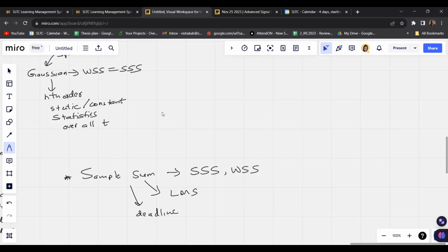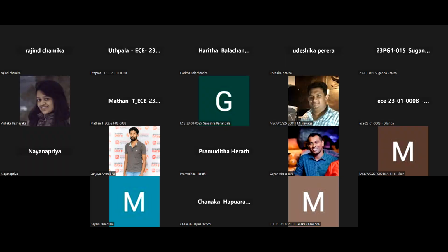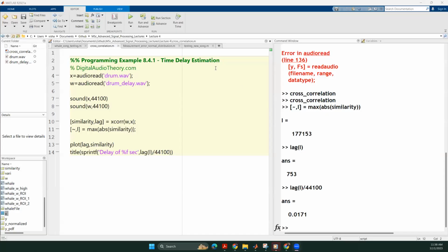So I think we have discussed the wide sense stationary and strict sense stationary processes. If you have any questions, you can ask. Do you have any questions? No questions means you know all the things. In the next class also, I'm hoping to give a quiz just like today, so you can participate in that.